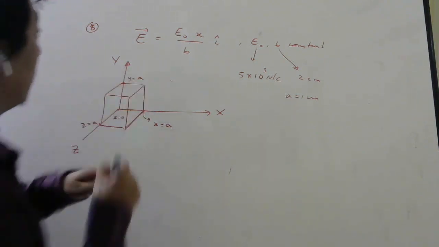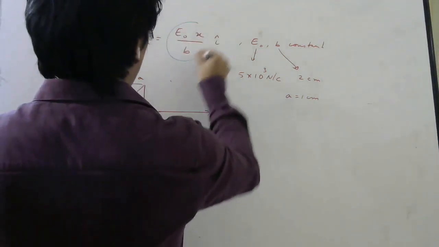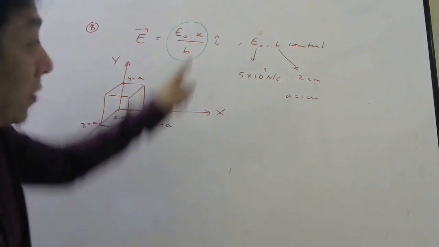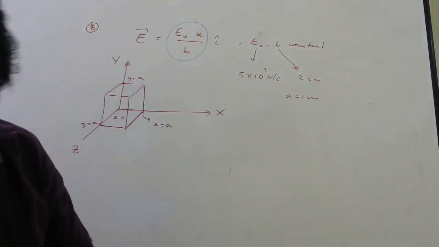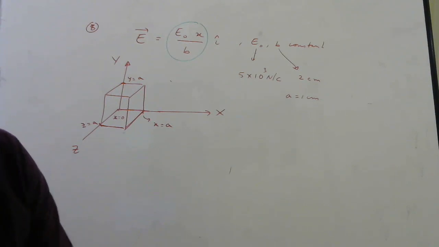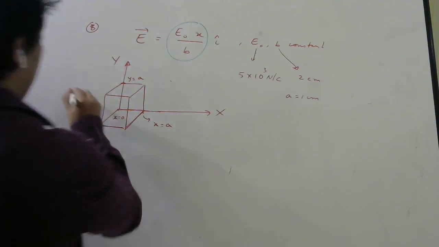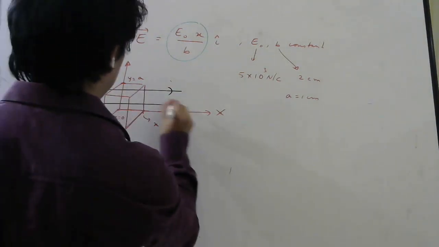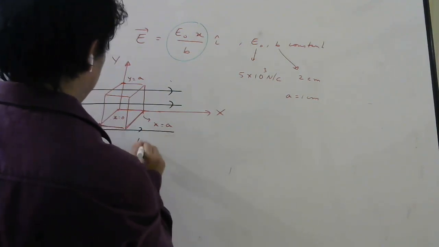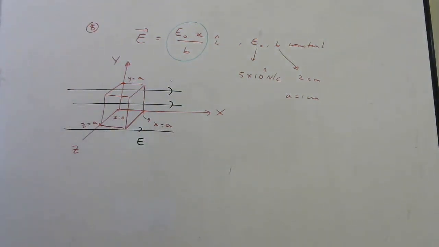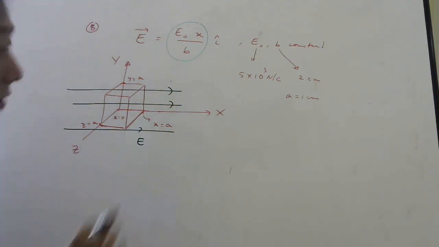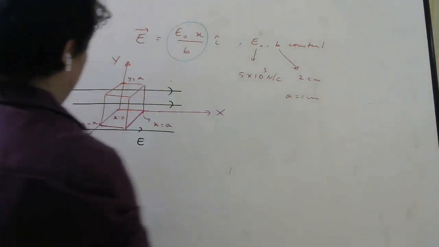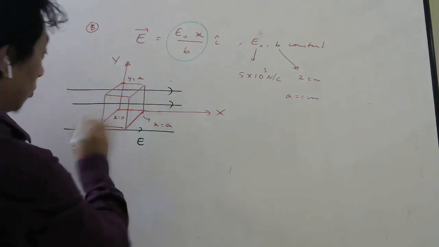Electric field, though it is changing with x because it depends on x, the direction is constant. It is along i cap. I cap means the positive x axis. So electric field is like this. Now listen carefully. This is not a constant electric field. It is changing with x.